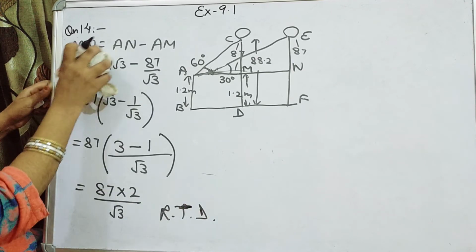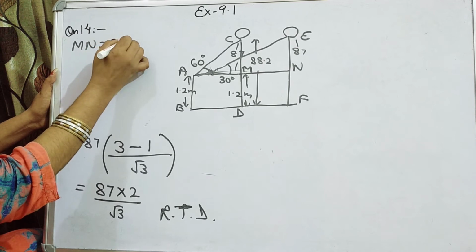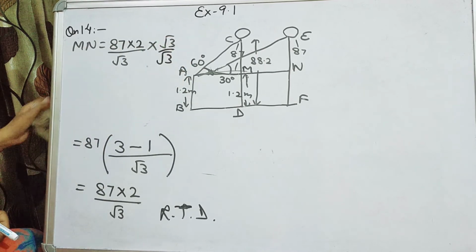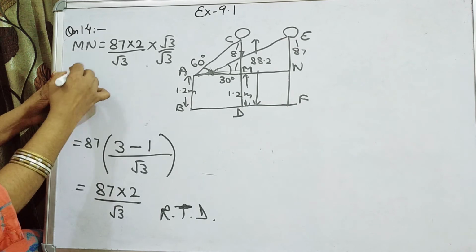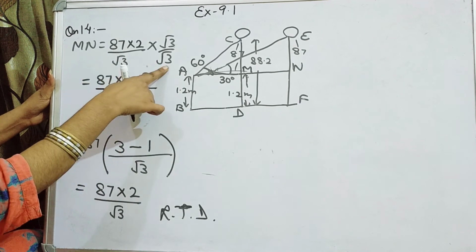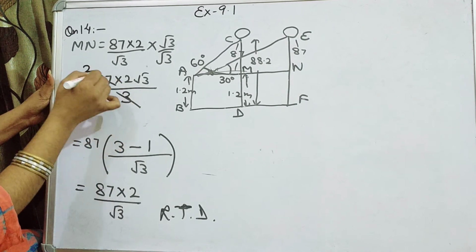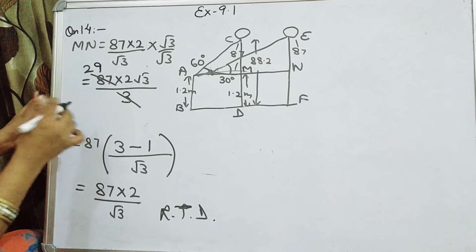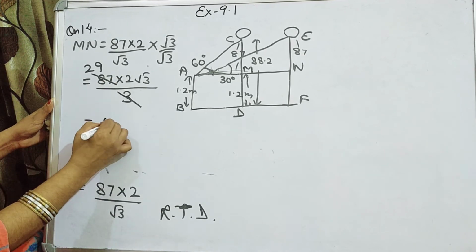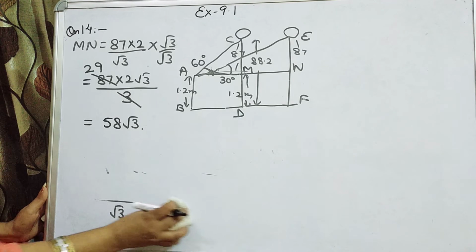So after rationalizing the denominator, what do we get? MN will be 87 into 2 by root 3 and into root 3 divided by root 3. This is the process of rationalization, because I want to remove the root from the denominator. So 87 into 2 root 3 by root 3 into root 3 is 3, right? And if I cancel out this 3 with 87, I'll get 29, since 3 nines are 27. So it will be 29 into 2 root 3, and finally we get 29 into 2 is 58 root 3. So this is the value of MN, which is equal to the distance covered by the balloon.